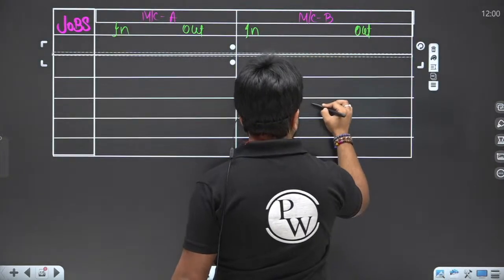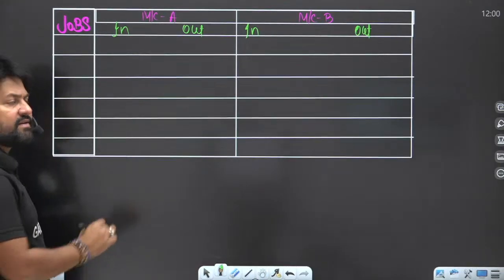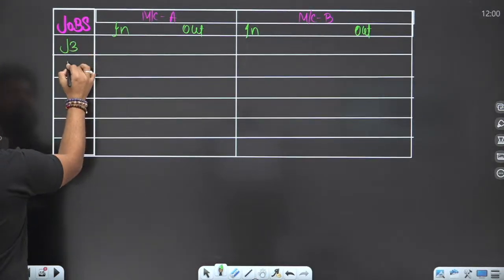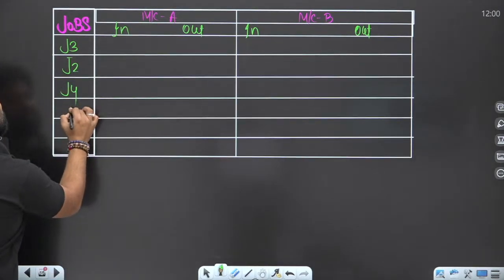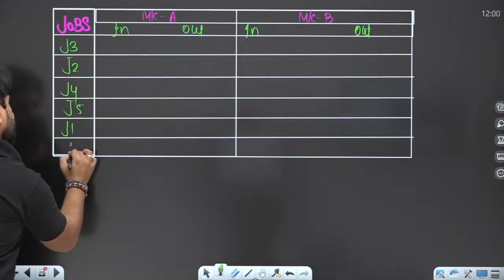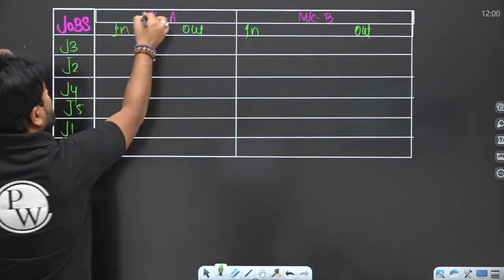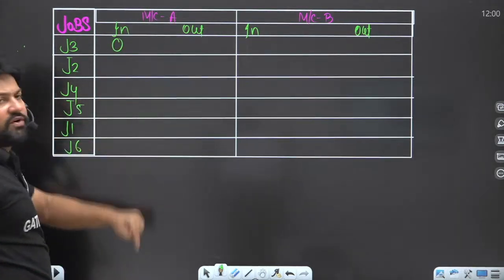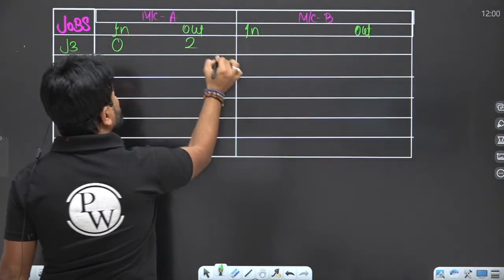One, two, three, 4, 5, 6. Now see, listen. J3, J2, J4, J5, J1 and J6. Now look at your table and give me the answer. J3 will load on machine A at 0. J3 has a processing time of 2, so it will be out at 2.